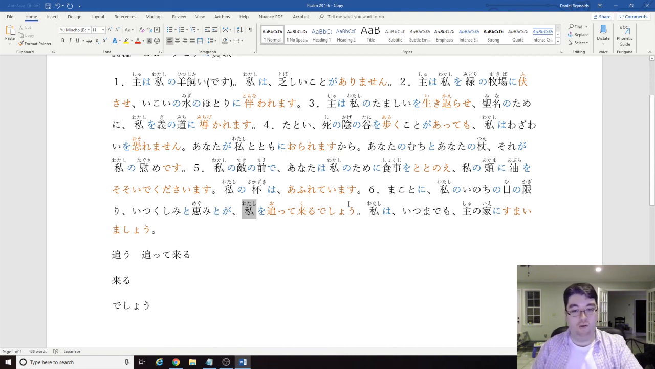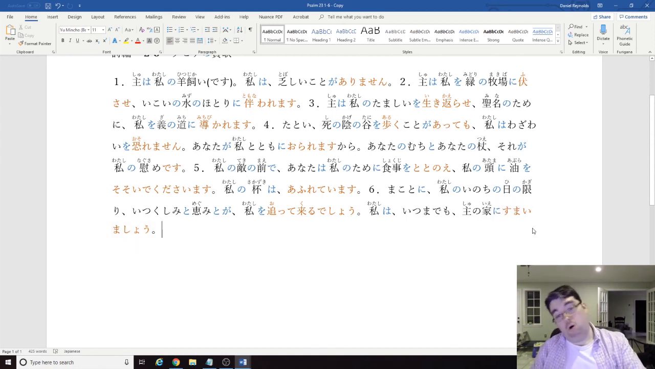Surely they will. Okay? And the last part is watashi wa, I, itsumademo. This is an already understood idea. It's a lot of things combined, but basically it just means forever. Itsumademo, until the end, until forever. Itsumademo, always. Shu, Lord's, his house, no, shows possession, ie, house, ni, at, sumaimashou. All right.